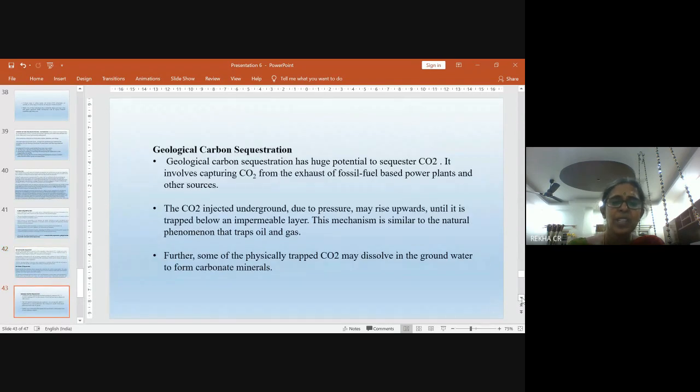Next one is geological carbon sequestration. It involves capturing carbon dioxide from the exhaust of fossil fuel based power plants and other sources. The carbon dioxide injected underground may rise upwards until it is trapped below an impermeable layer. It is similar to the natural phenomenon that traps oil and gas.